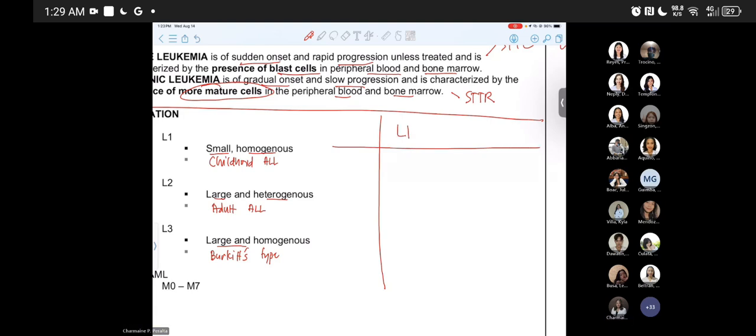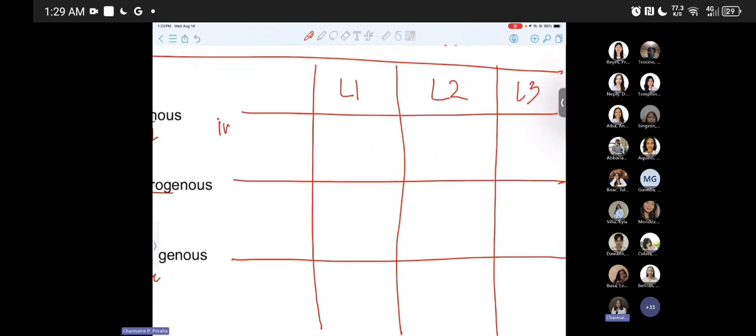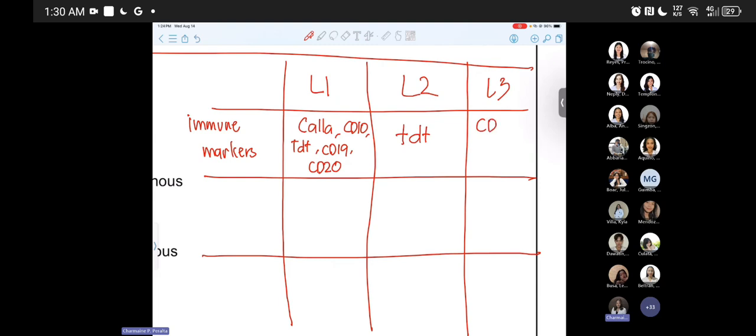L1, L2, L3. So let's differentiate L1, L2, L3. Number one, we have the immune markers. Ang immunological or immune markers na ginagamit sa L1 is yung CALLA, CD10, yung tinatawag na TDT, CD19, and CD20. Sa L2, ang ginagamit na immune markers, TDT lang. Sa L3, CD19, 20, 22, 24.